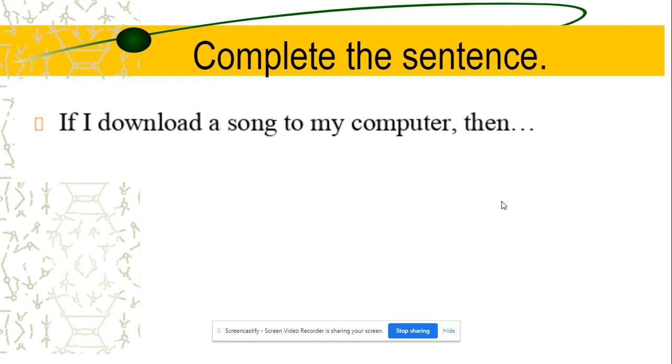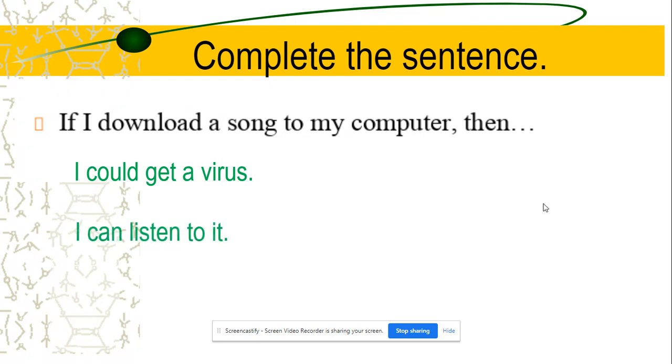So let's just complete this sentence. If I download a song to my computer, then I could potentially get a virus. That's one outcome. If I download a song to my computer, then I can listen to it. There's another potential outcome. I'm sure there's plenty more.